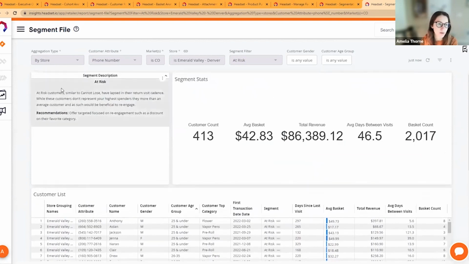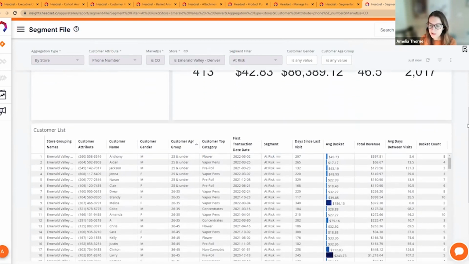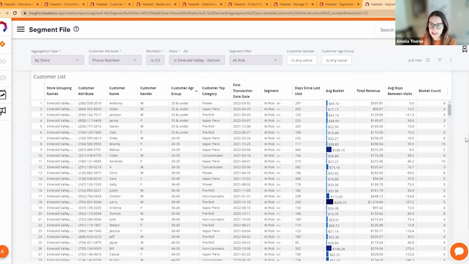So our at risk, what you'll find if you do go to that help article is a description of all of our different segments, but it's also handy that they show up actually within the dashboard. So we'll give you what an at-risk person means, and then a recommendation. So offer targeted focus on re-engagement, such as discount on their favorite category, exactly what we've been talking about. Segment stats, so we can see number of customers, what their average basket is, average days between visit and basket count, again, in the last year. And then we have a handy dandy customer list that you can download.